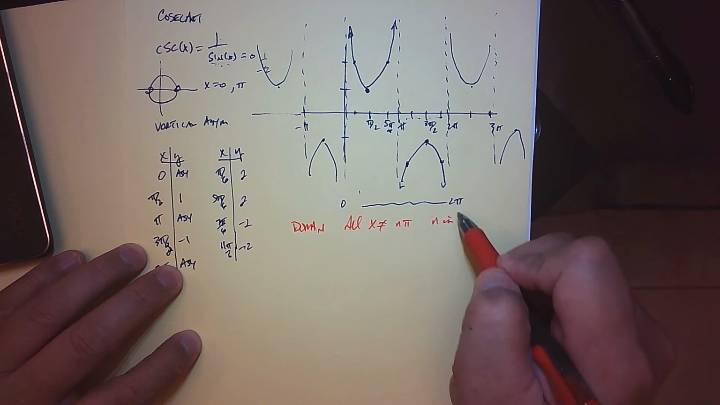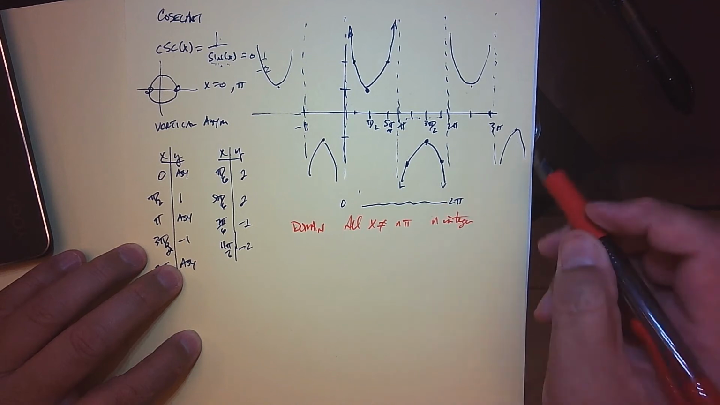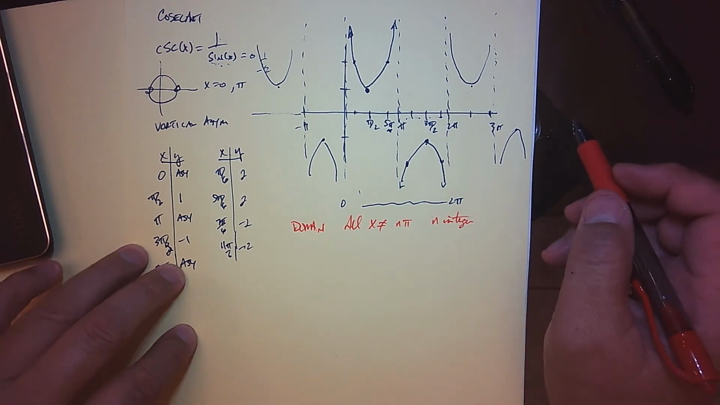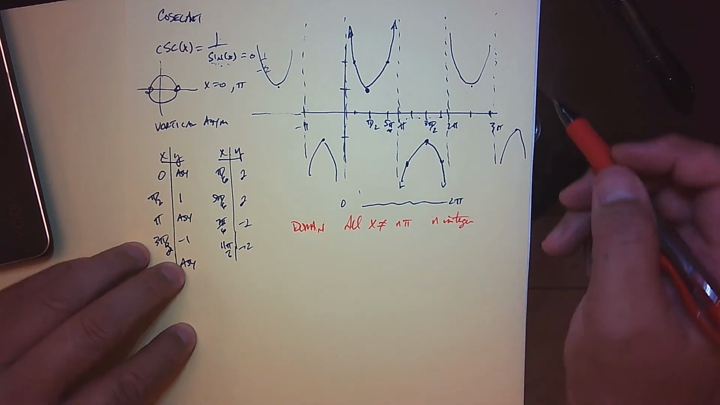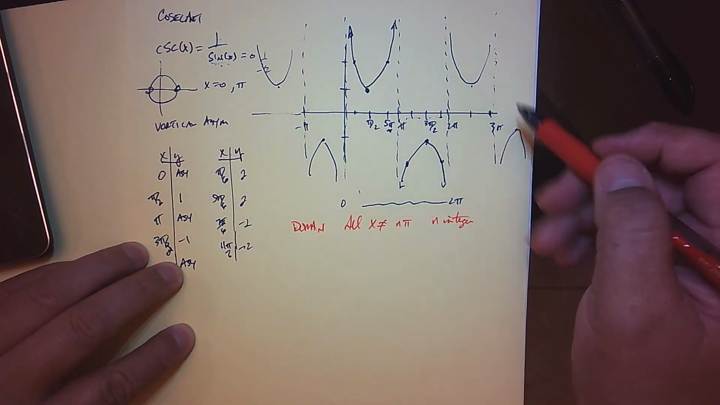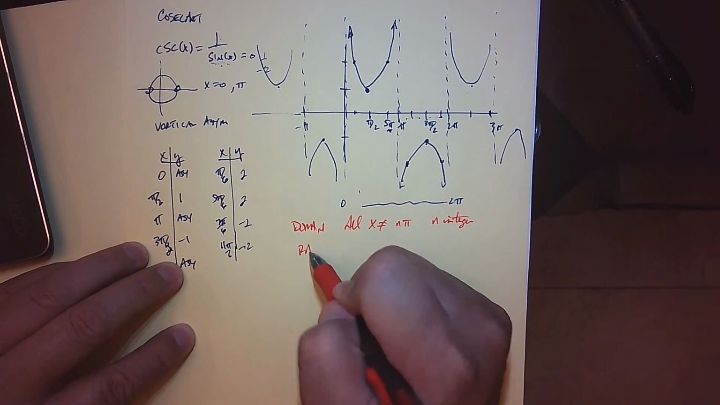n is equal to any integer. So at any multiple of pi, whether it's positive or negative, odd or even, sine is 0. So we're going to have a vertical asymptote. So that's all of the domain.